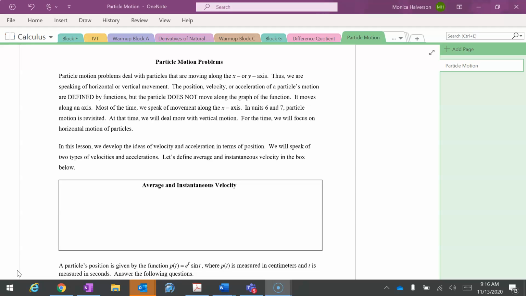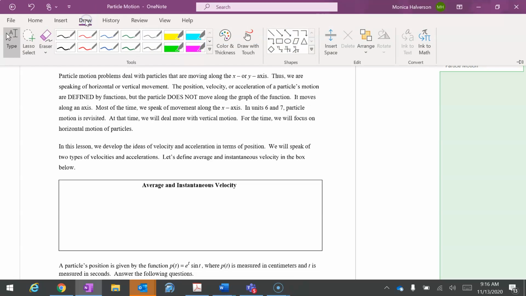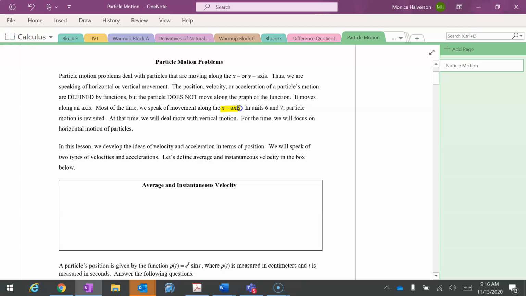Now, what's important to remember is when you're given the graph of particle movement, that graph does not represent the motion of the particle. The particle will always be moving along the axis. And most of the time, we're going to speak about movement along the x-axis or the horizontal motion of particles. That's important because we're just looking at a straight movement.